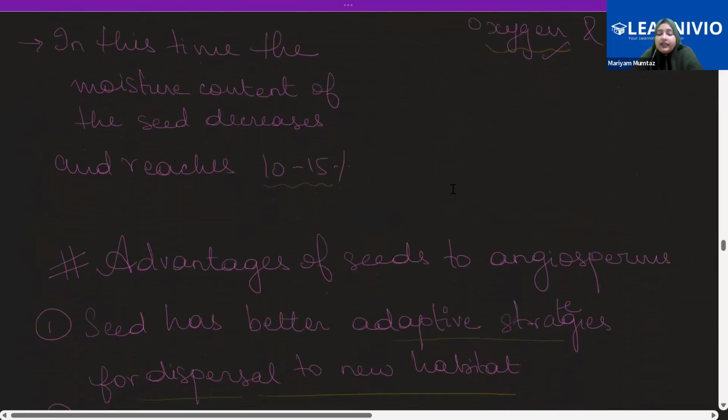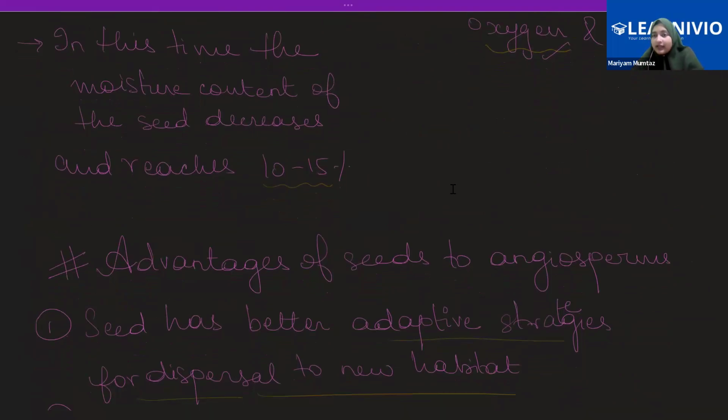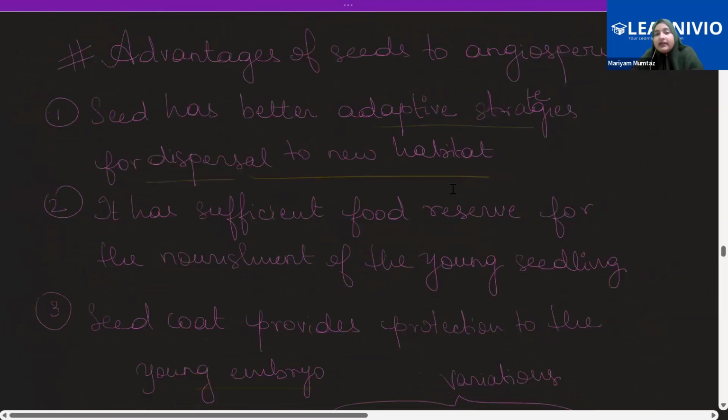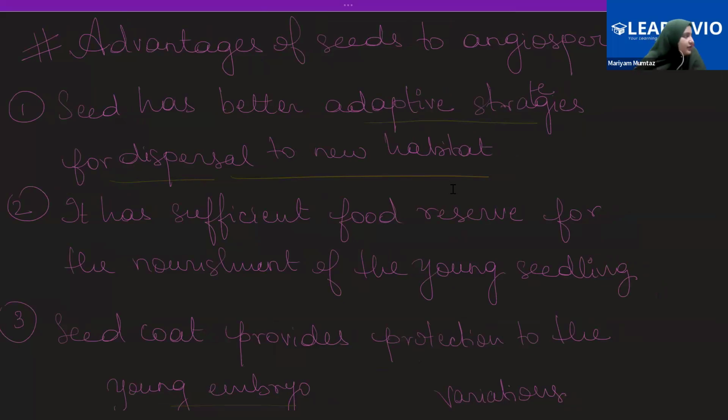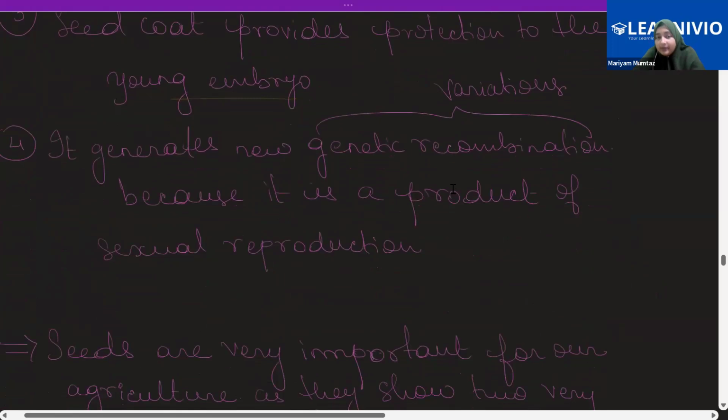In the time of dormancy, the moisture content also decreases. It's like a survival time period. It's like doing everything to survive. Then talking about the advantages of seed to the angiosperms. So seed has, you can say, a better adaptive strategy because it has a seed coat and everything. Once it is spread to different locations, it gives rise to a new plant over there. Then it has enough food reserve in it so that it can survive on its own and develop the new seedling. The seed coat is there, which provides the protection.